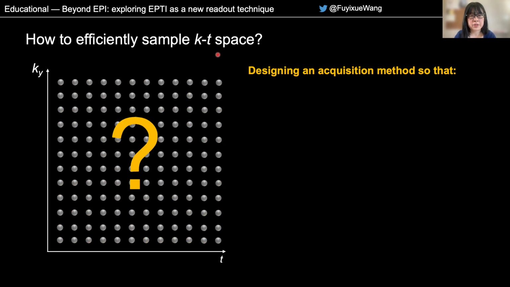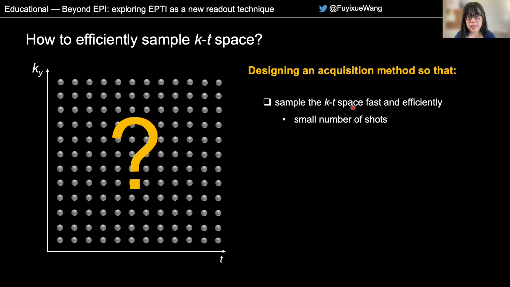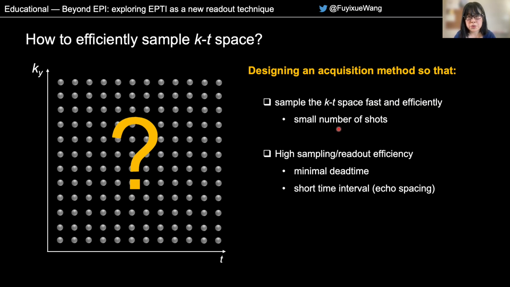So how do we efficiently sample KT space? We want to design an acquisition method that can sample the KT space fast and efficiently with a small number of shots or excitations, and also preserve the high sampling and readout efficiency of EPI with minimal dead time and short time interval. And also achieve this by using small gradient blips to minimize eddy current.